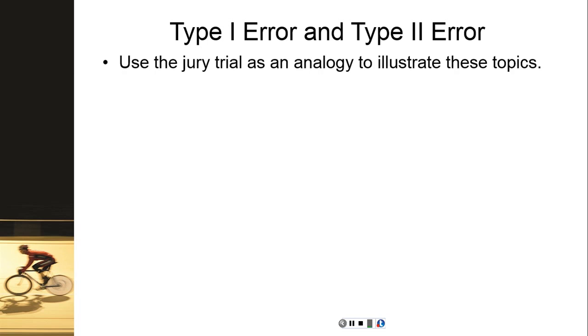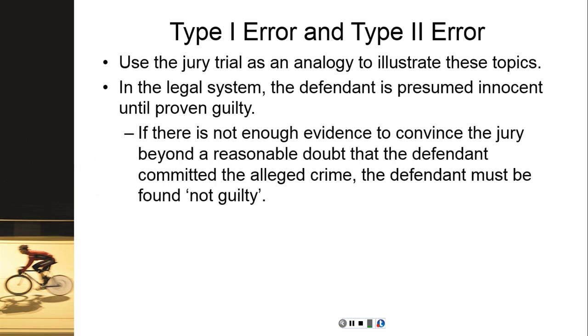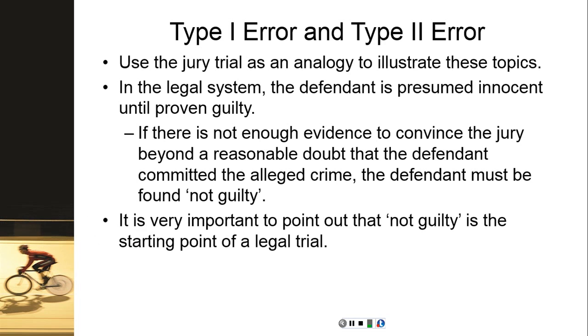Based on all that, we are going to introduce the jury trial as an analogy to help understand and illustrate these topics. In the legal system, the defendant is presumed innocent until proven guilty. If in a trial there is not enough evidence to convince the jury beyond a reasonable doubt that the defendant has committed the alleged crime, the defendant must be found not guilty. I think that is a very basic principle everybody understands in this country. So it's important to point out that not guilty is actually the starting point of a legal trial.